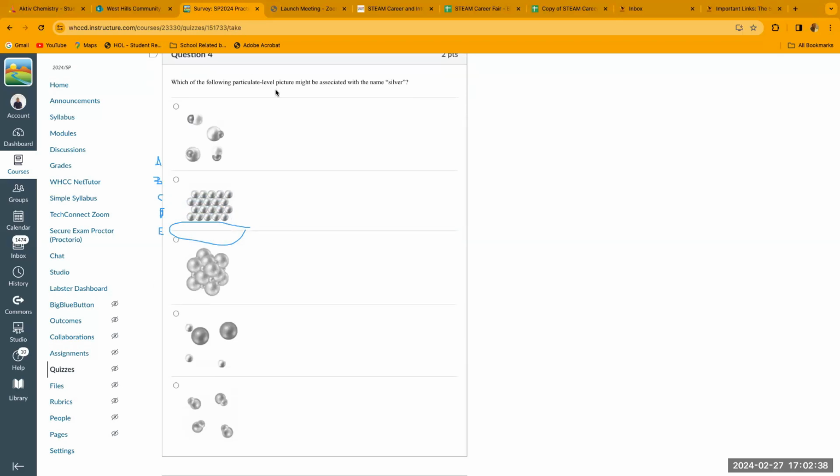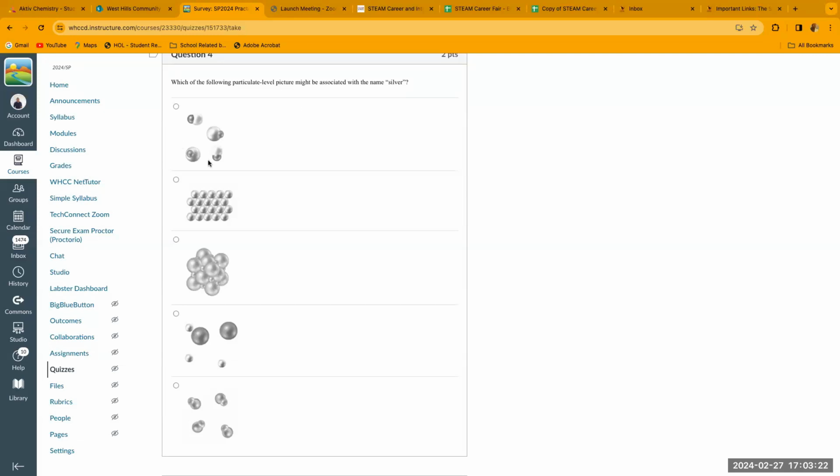Okay, so these are potential models for silver. It says, which of the following particulate level pictures might be associated with the name silver? So when we talk about models, a lot of times we use models to depict atoms. It can be used to depict mixtures, it can be used to depict compounds, or it can be used to depict all.